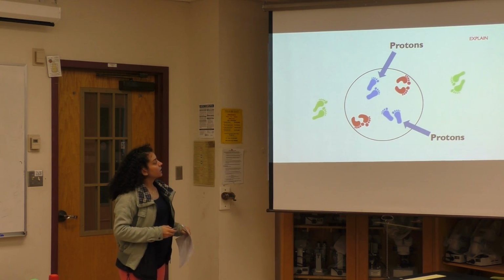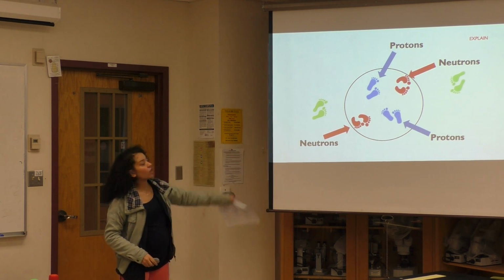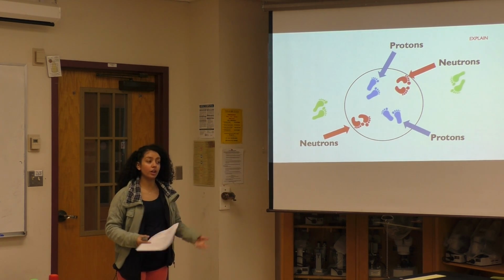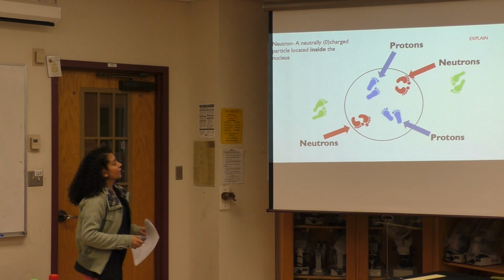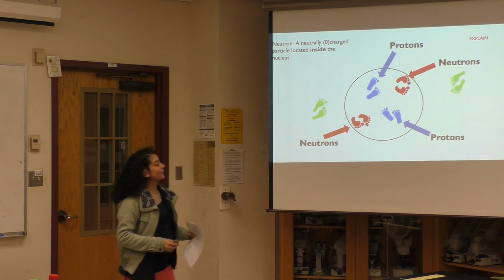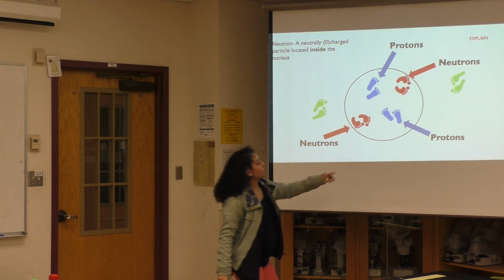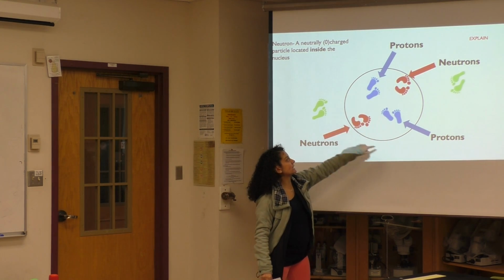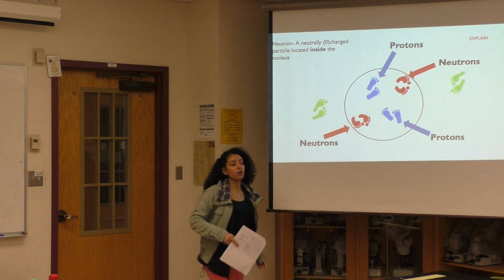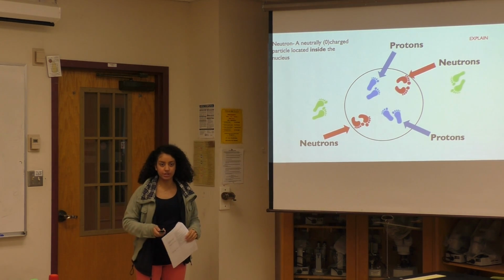And so now, the red ones, you represented what we call a neutron. A neutron is a neutrally charged particle located inside the nucleus as well. So if you notice, we have both protons and neutrons inside the circle of what we're calling the nucleus. Are there any questions so far?